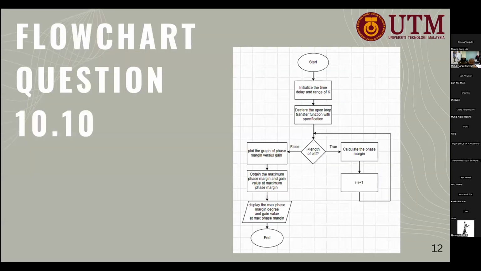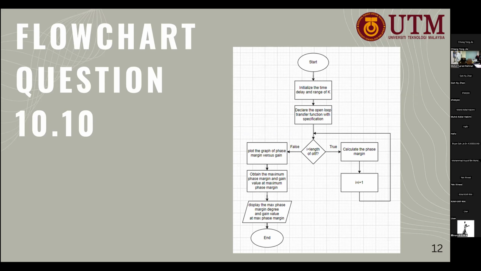And then this is our flowchart for this question. So first we will initialize the time delay, just now it is 0.2, and then the range of k, and then we will declare the transfer function with the specification given. Then we will check whether i is smaller than the length of the transfer function, and if it's true, then it will calculate the phase margin, and then it will increase i by 1.